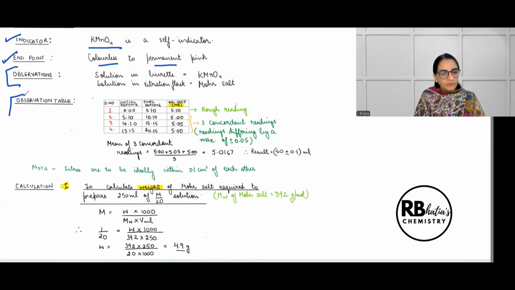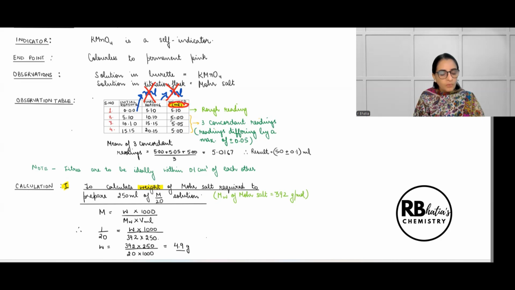Observations: make the observation table. What are the important things to be kept in mind while making the observation table? You need to have serial number, initial reading, final reading, volume used. Now, what mistake has to be avoided? You don't have to write ml in the first 2 columns. This is a big blunder that children make. This reading is not in ml. You don't have to write ml in the first 2 columns.